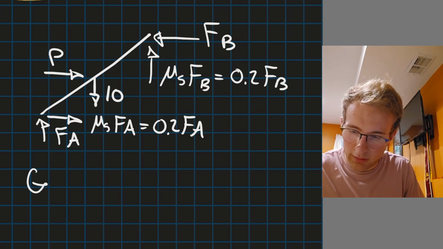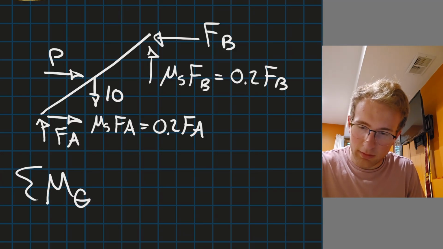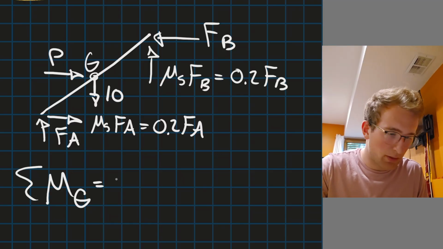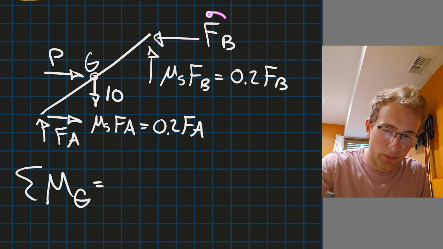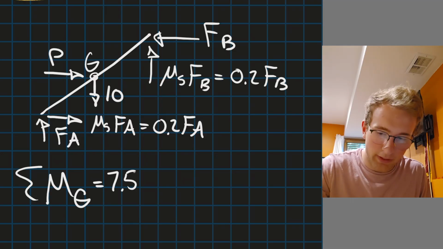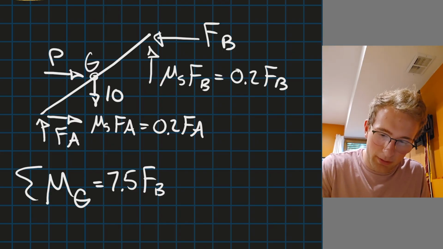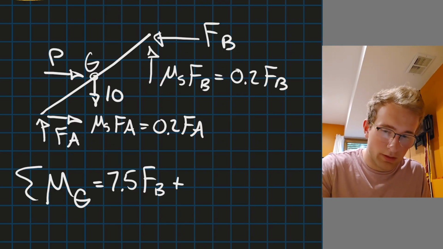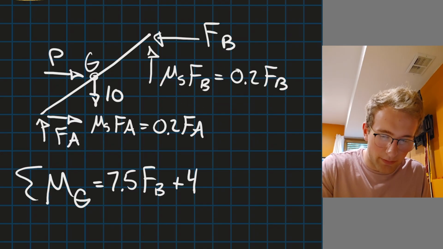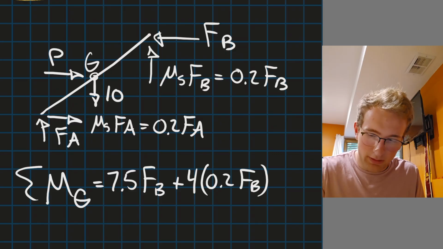Okay, so if I take the sum of the moments about G, I have this force times its perpendicular distance right there, which if you go back to the problem, is 7.5 inches. FB is positive from the right-hand rule, plus this frictional force times this perpendicular distance. Again, positive from the right-hand rule. So I get that.